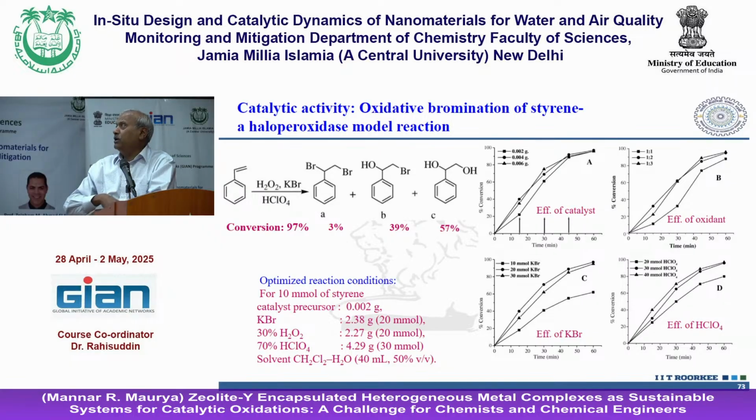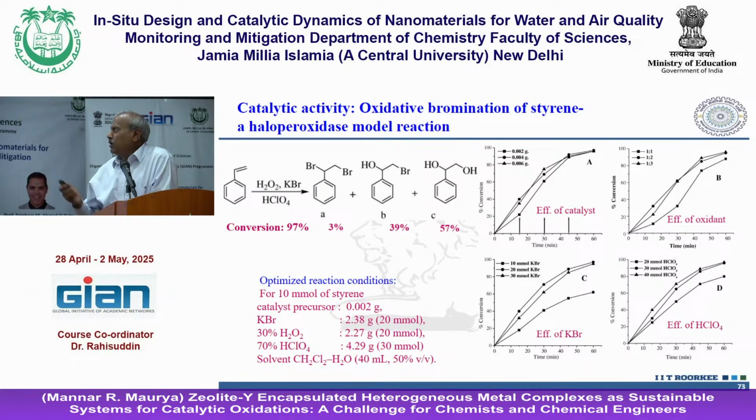So we have tried the bromination of styrene. And in this case, we observed the formation of three products: one dibromo, one monobromo with a hydroxyl group, the other a diol. Okay. And if you look at that, first the optimization, obtain the optimized reaction conditions and do the bromination.